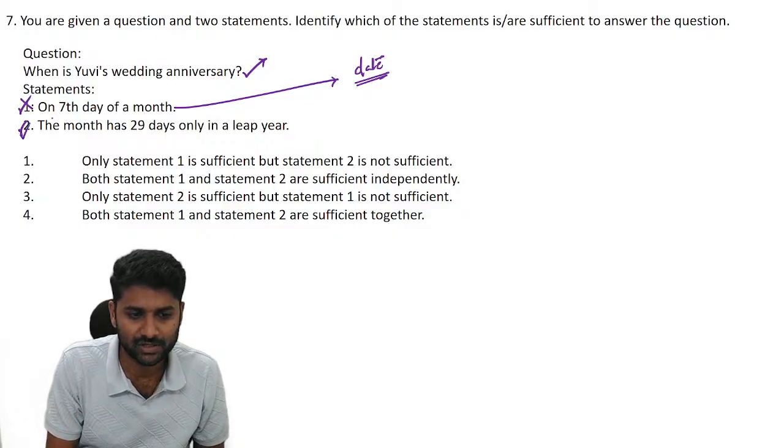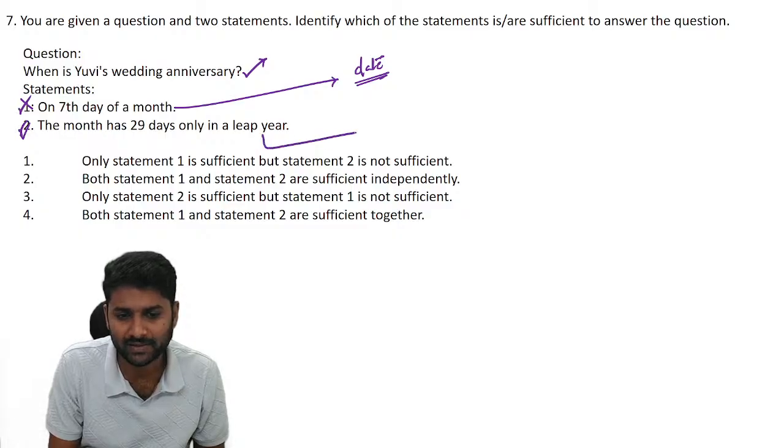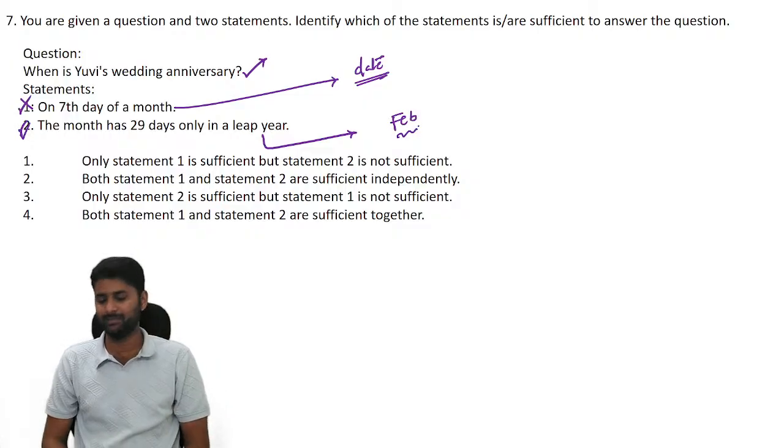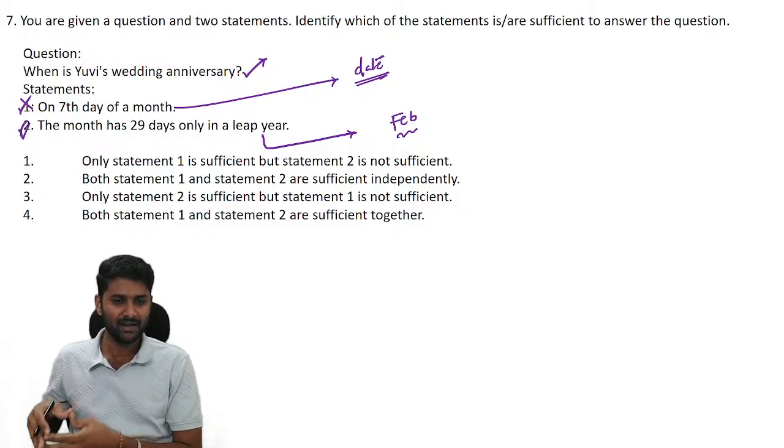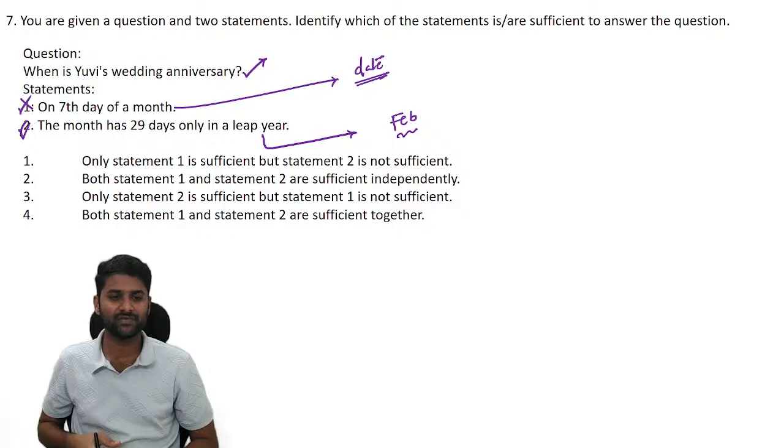Let's take statement 2. The month has 29 days only in a leap year. So from the second information, we can conclude the month, but we are not sure of the date. Now we need the date and February to identify UV's wedding anniversary.